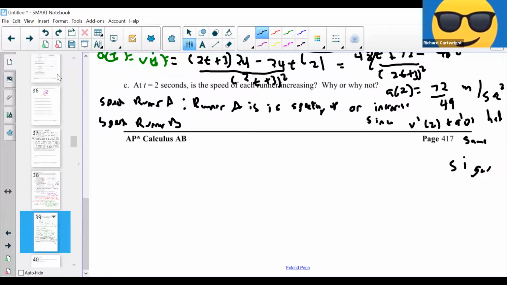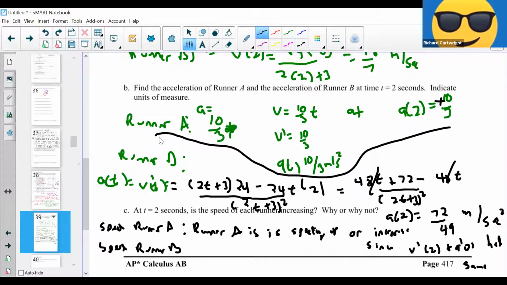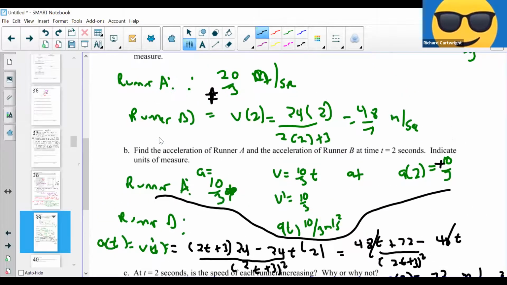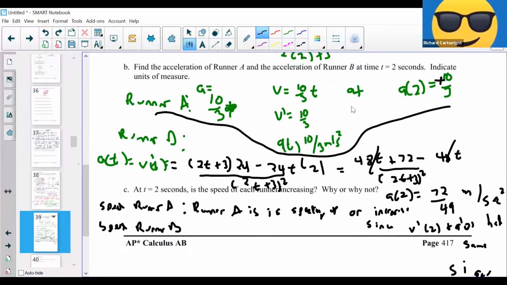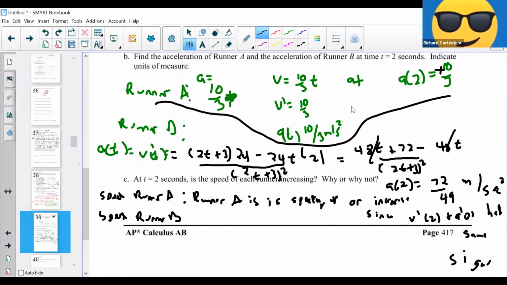Runner B, let's look up there. Runner B, let's see. Velocity was 49/7, positive. So I'm gonna make a little note here. It's positive. Runner B's acceleration is, was it also positive?